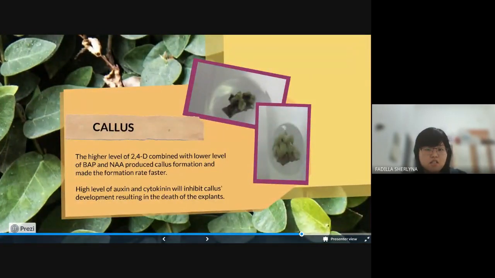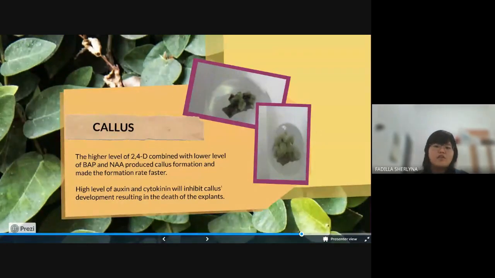As for the callus induction, in order to proceed with the callus induction, leaf discs from in vitro shoot cultures were used. They were placed on MS medium supplemented with plant growth regulators. In this case, 2,4-D, BAP, and alpha-naphthalene acetic acid, or NAA, which differ in the concentration. While NAA is used at a constant rate of 0.2 milligram per liter, a high level of 2,4-D, which is 2 milligram per liter, with the lower level of BAP, which is 0.3 milligram per liter, yielded the highest number of calluses, which is 73%.